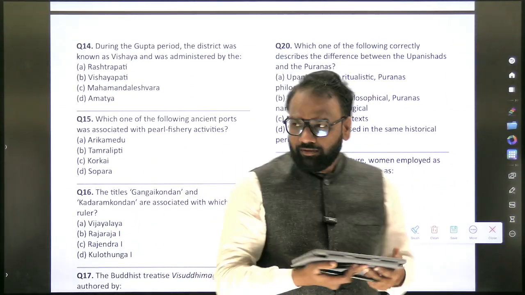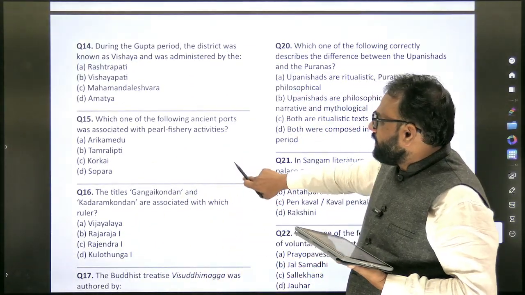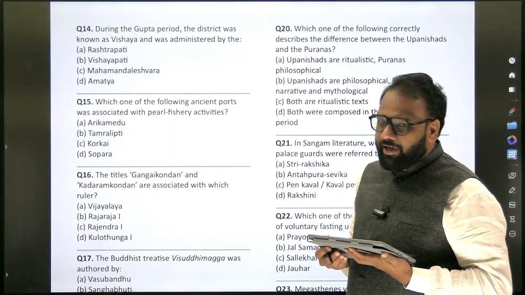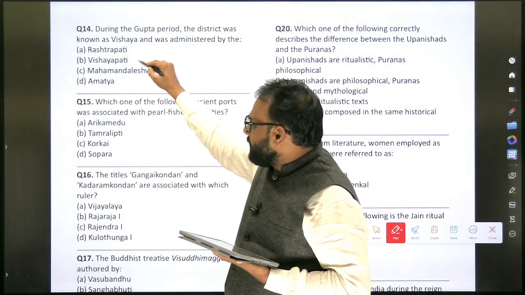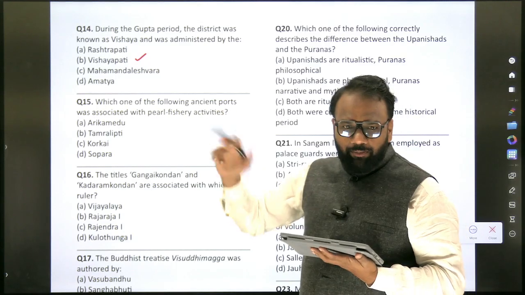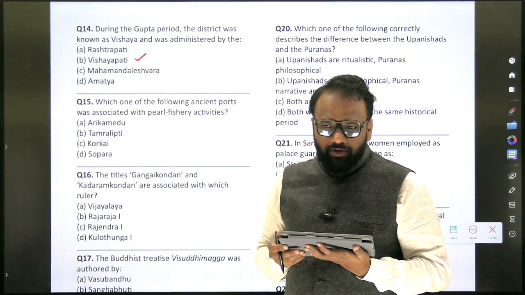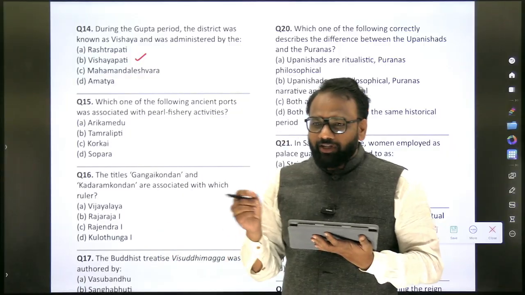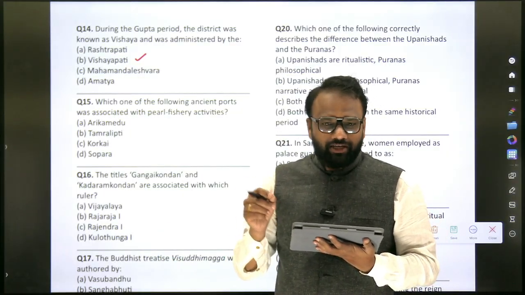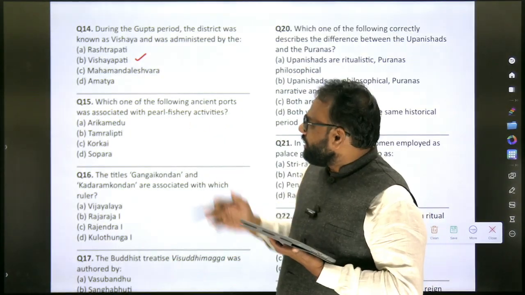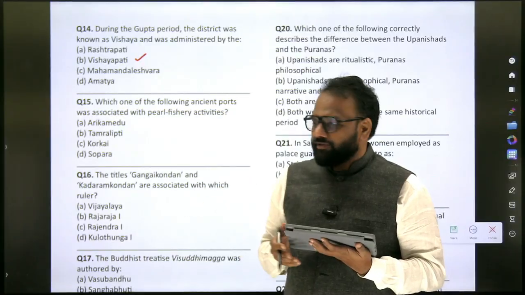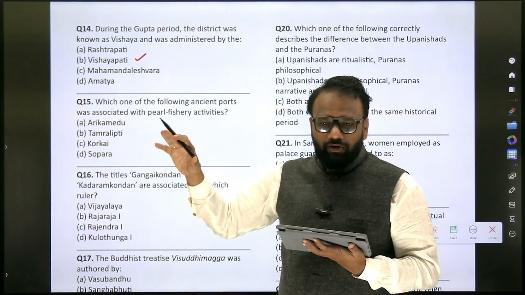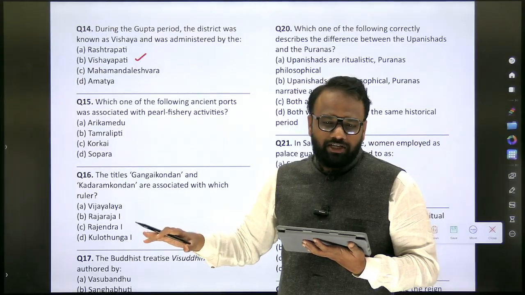Next, during the Gupta period, the district was known as Vishaya and was administered by Vishayapati. Okay. So this kind of question had appeared. Which was that question? The previous discussions that we had, what did they ask? They had asked about the district level official. So similarly, for the Gupta period, it is Vishaya and Vishayapati. Simultaneously, when you are revising, you will also prepare for what? Village level officers as well.